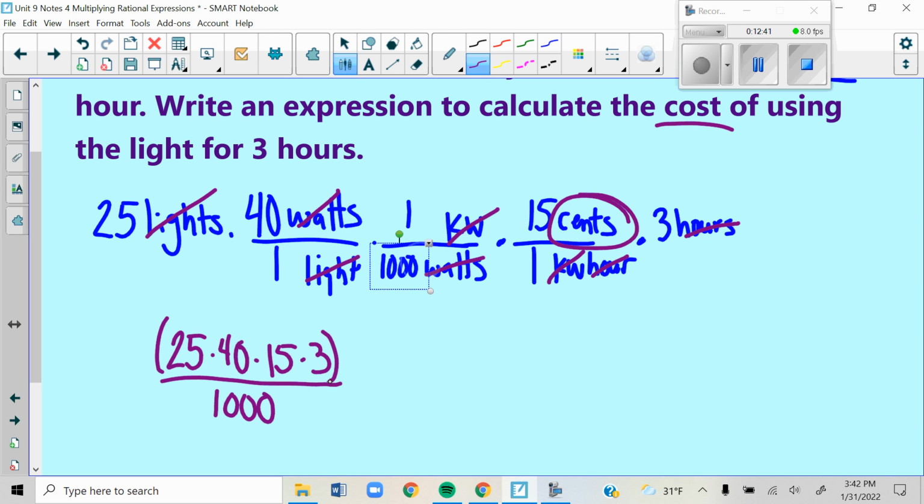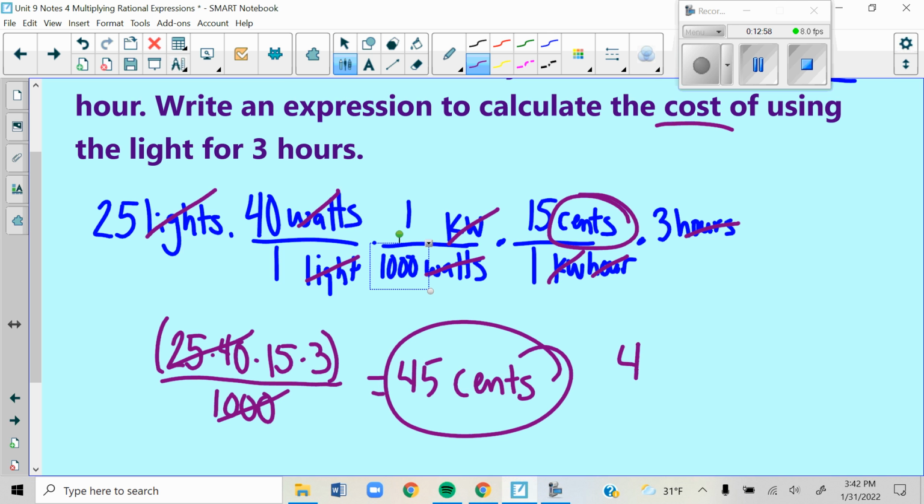All right, so hopefully you were able to work that down. Now, if you didn't put it all in one, 25 times 40 is actually 1,000. So those are going to cancel, and we end up with 45, and then our label is cents. And if you wanted to put it in, it could be 45 cents or a dollar sign and 0.45. All of those show 45 cents. All right, so let's go ahead and jump to the next problem.